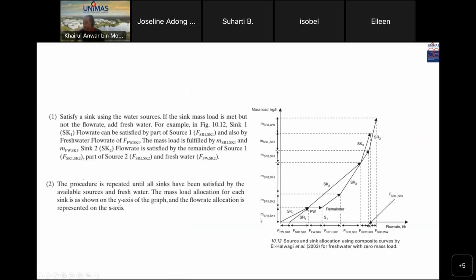Based on the assumption, there is no fresh water load. The x-axis is flow rate in ton per hour. Satisfy a sink using the water source. If the sink mass load is met, but not the flow rate, add fresh water.